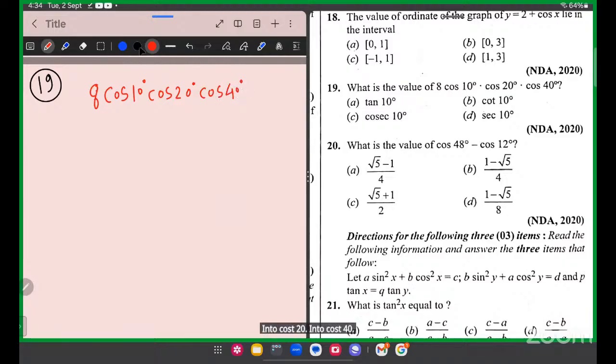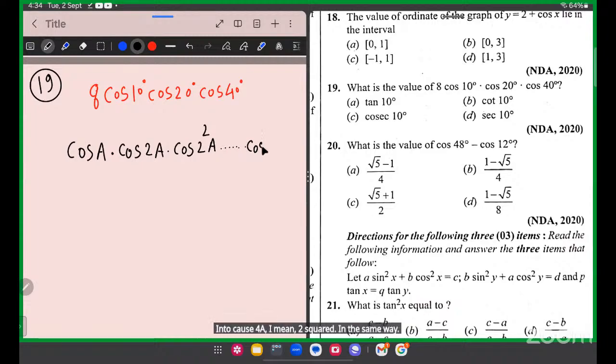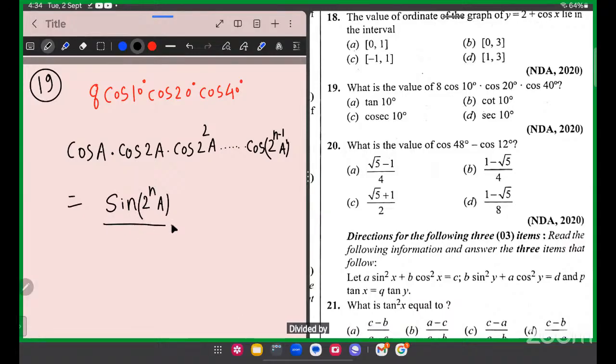So we have one formula. Cos A into cos 2A into cos 4A, I mean 2 square, in the same way into cos 2 raised to n minus 1 A, right, is equal to sine 2 raised to n A divided by 2 raised to n sine A.